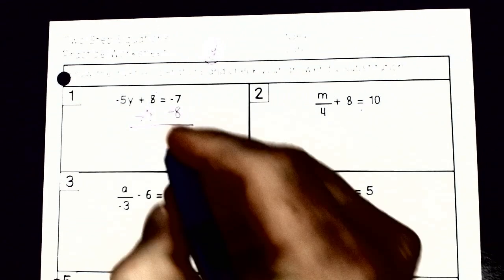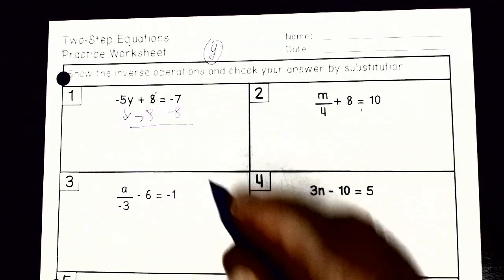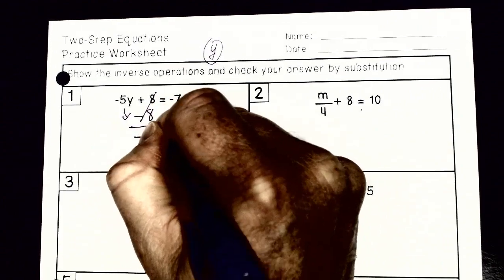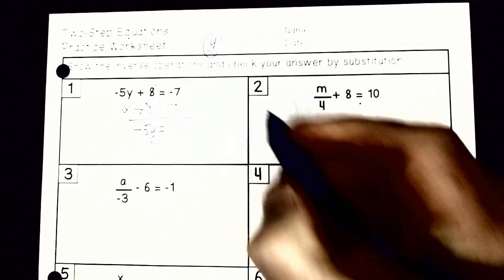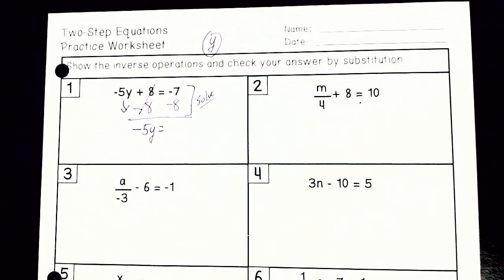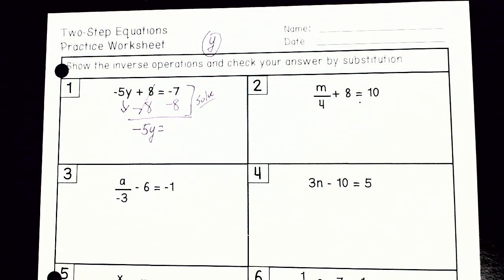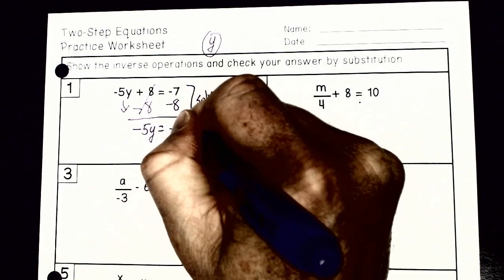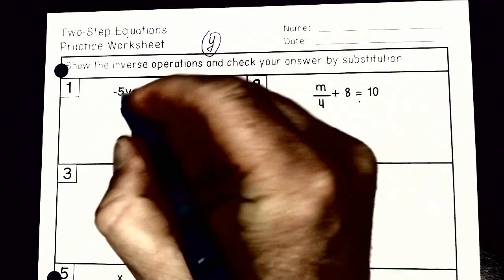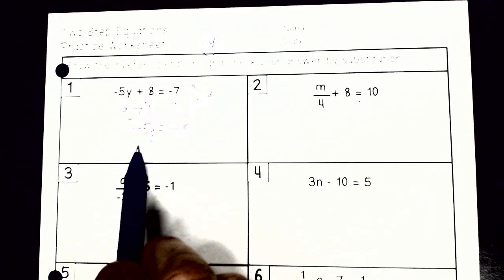Now, don't forget, I've got to bring this down. So let's see what I have left over. Bring down the equal sign. We've got to solve this. So negative 7 minus 8, that's going to be a negative 15. Now I'm down to a one-step equation. It's just like the other side.